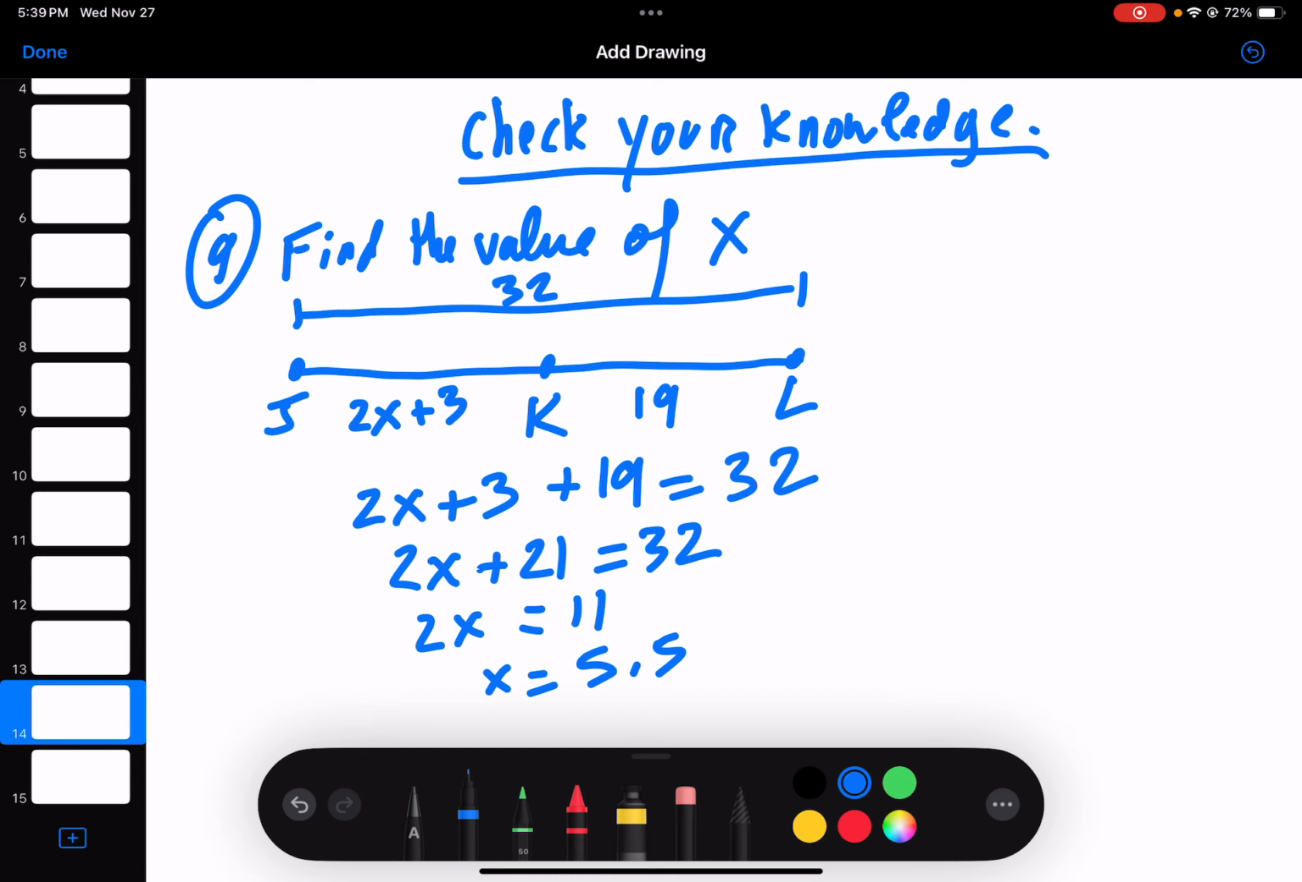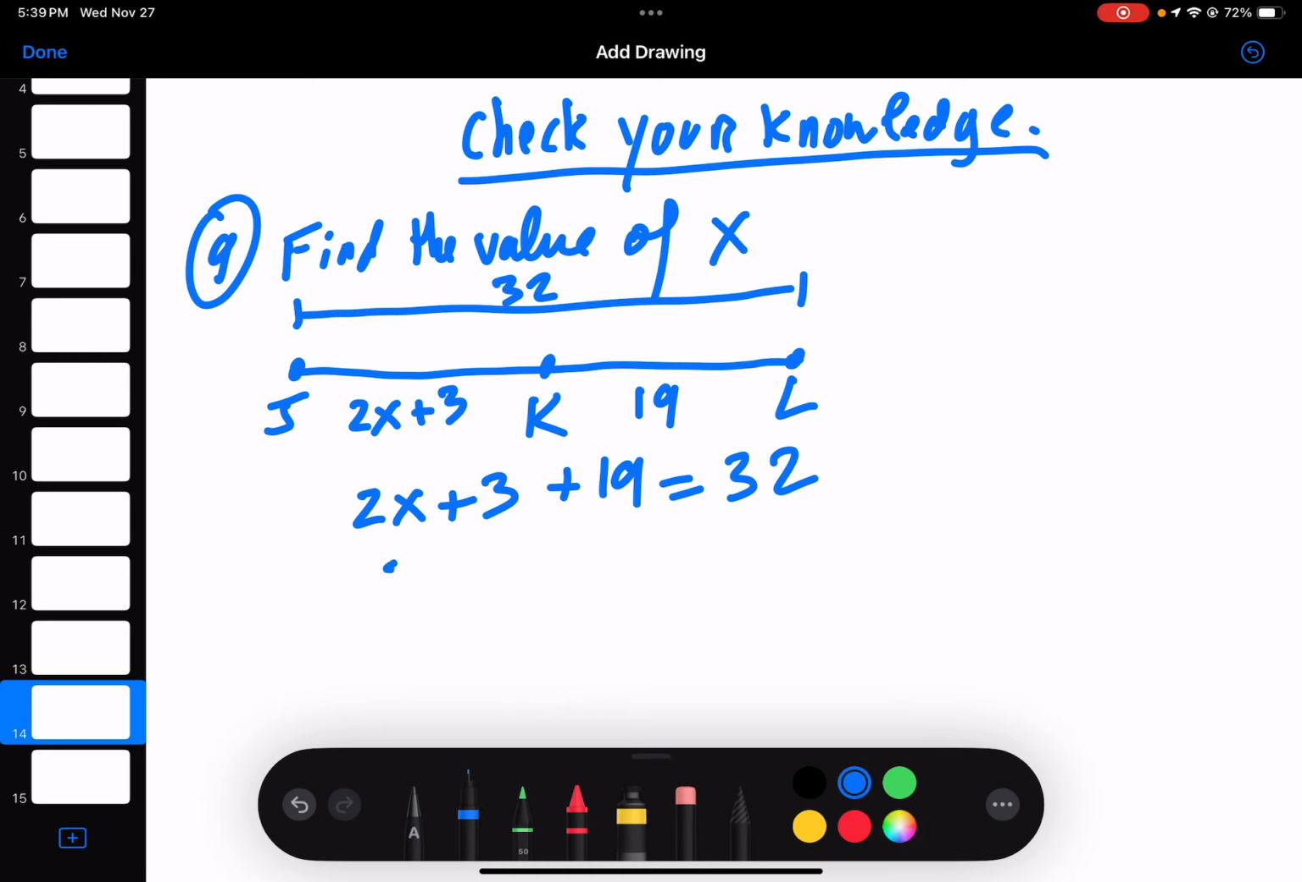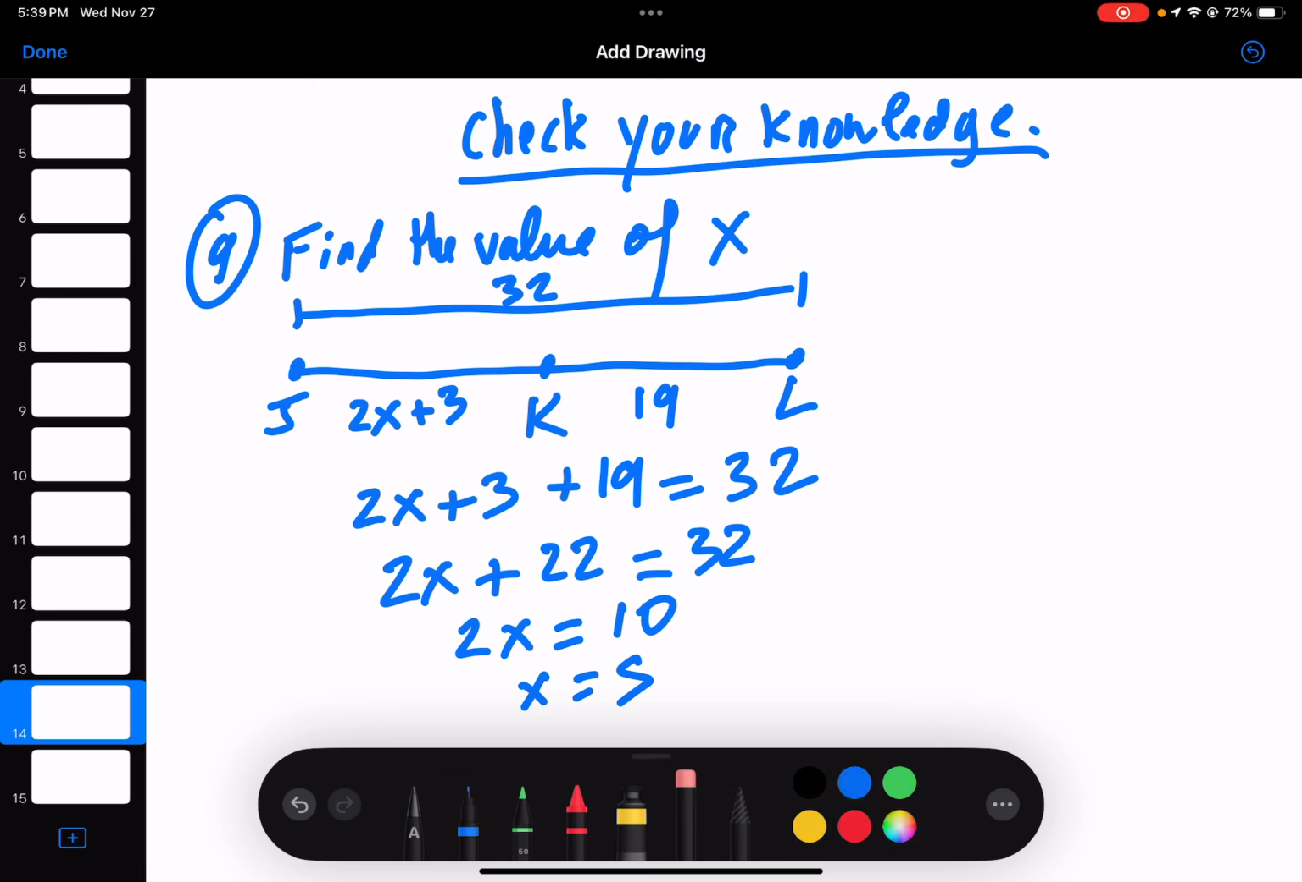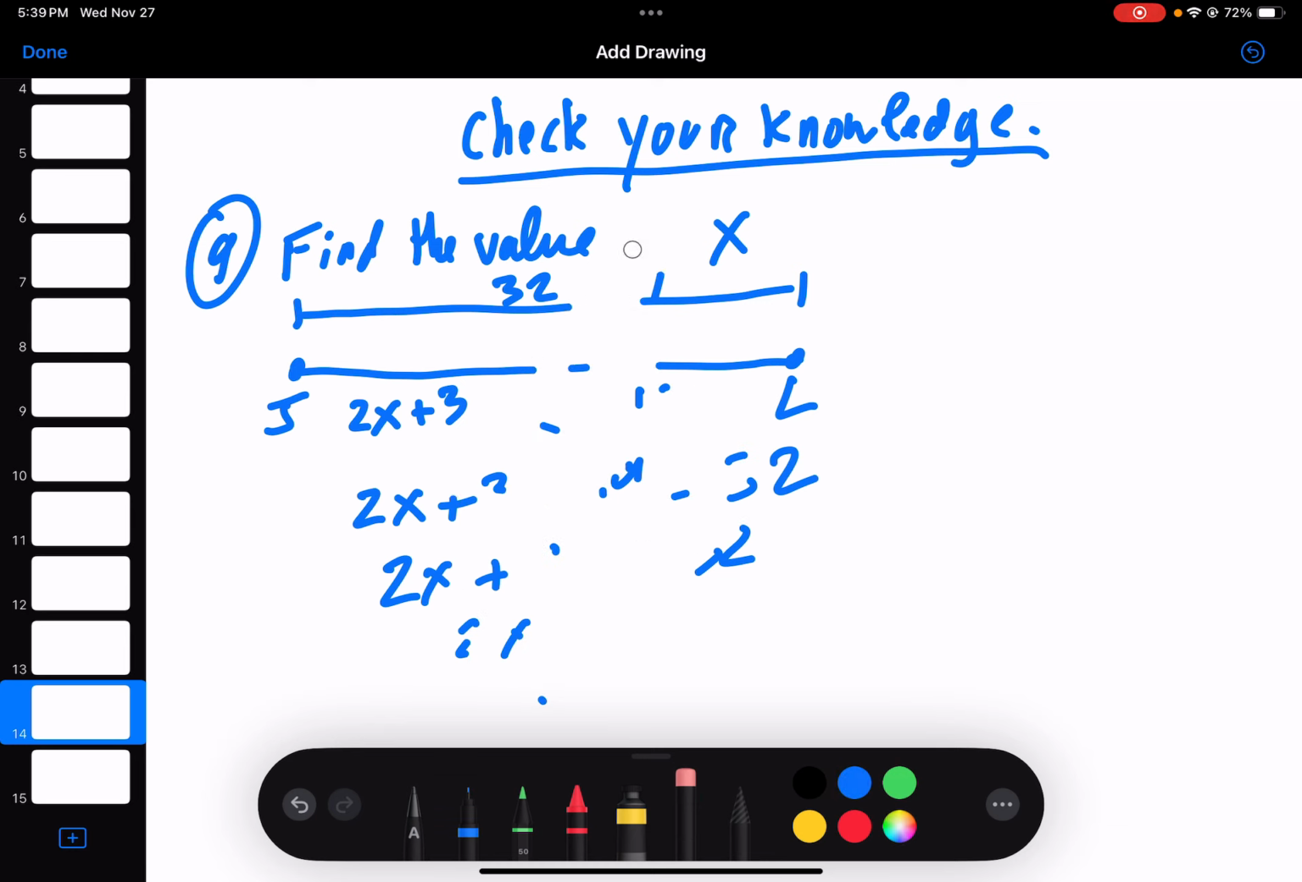Did I make a mistake? I think I made a mistake. Let me rewind a little bit here. I made a little mistake. So we have 2x, 3 plus 19 is not 21, it's 22, equal to 32. We subtract 22 from both sides, we have 2x equal 10. And so we divide both sides by 2, we have x equal 5. There we go. That's better. All right. If you guys are still here, congratulations.